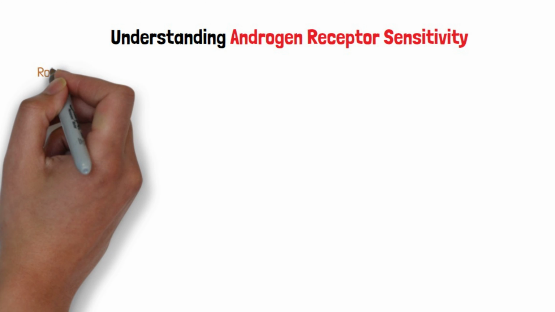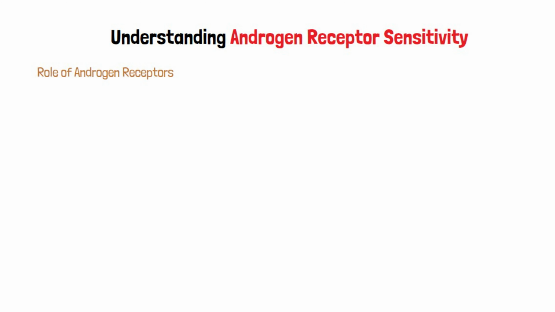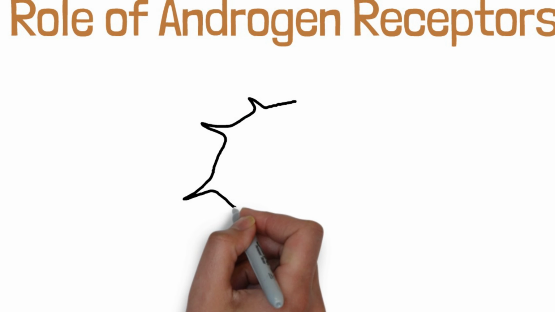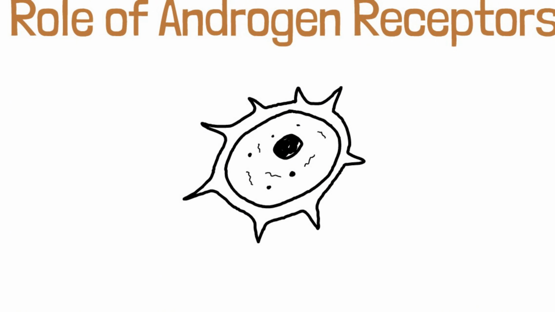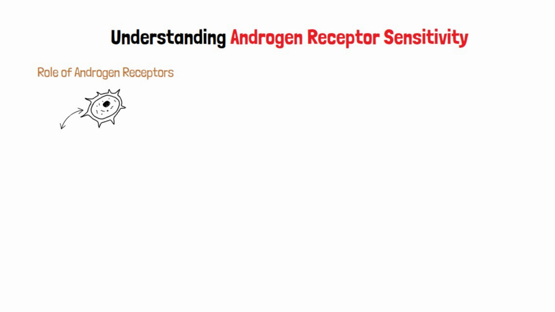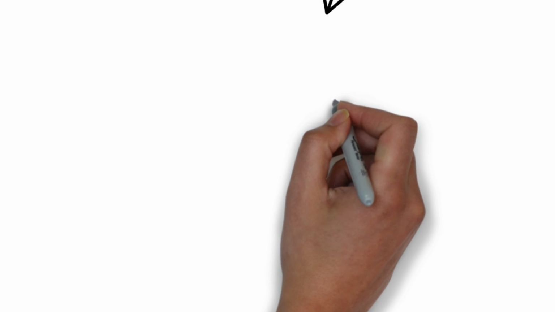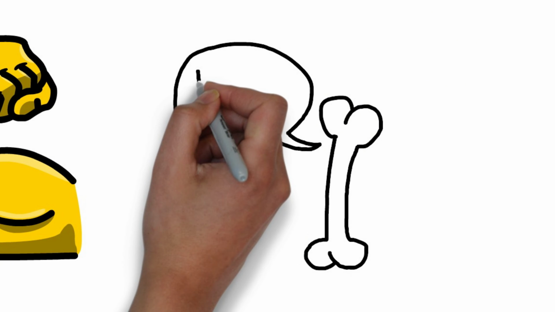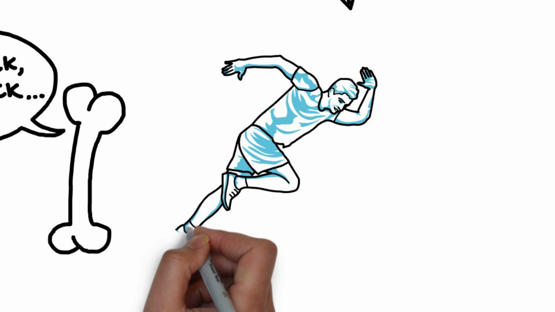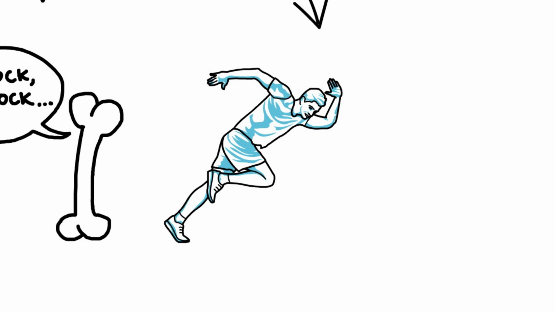1. Role of androgen receptors. Androgen receptors, AR, are proteins in cells that bind to testosterone and other androgens. Once testosterone binds to these receptors, the complex moves into the cell nucleus and triggers the expression of specific genes. This gene expression leads to androgenic effects such as muscle growth, increased bone density, and other male characteristics.